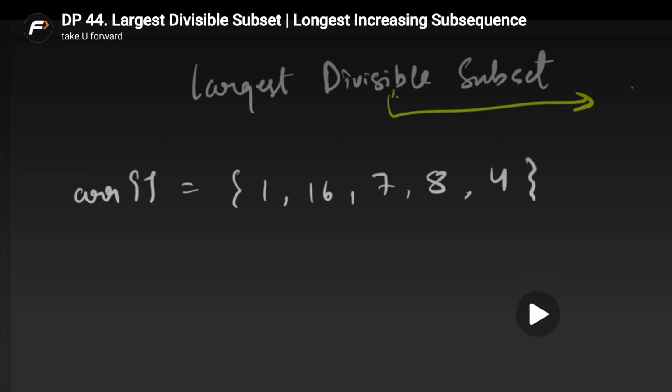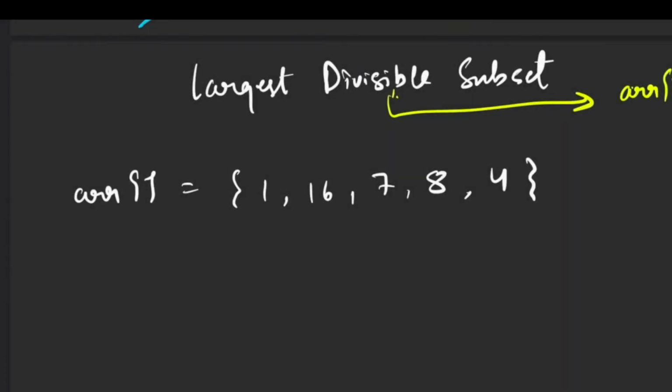So any two elements, they should be dividing each other. Like if I pick up an element array of i and array of j, so either array of i should be dividing array of j, or either array of j should be dividing array of i. It should satisfy either of these conditions.